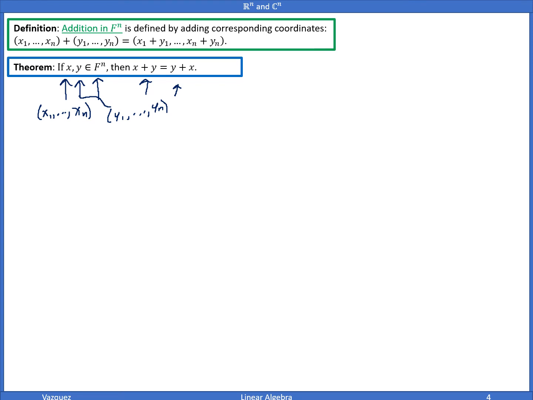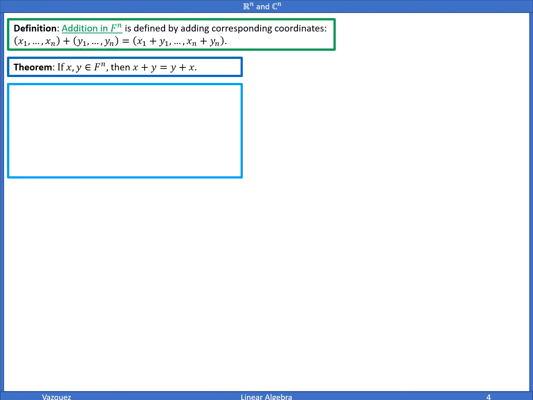But since we already defined addition in that green box, it shouldn't be hard to add these two lists together and show that our theorem holds. So x plus y, those two lists added together, is equal to y plus x, meaning addition is commutative in Fn. So proof, again, proof is light blue, theorem is darker blue. Proof. Suppose x is equal to the list x1 all the way to xn, and y is equal to this list, y1 all the way to yn.